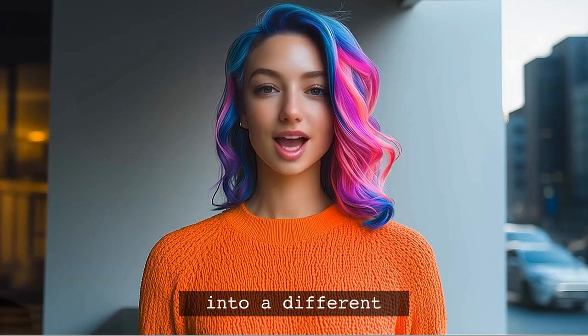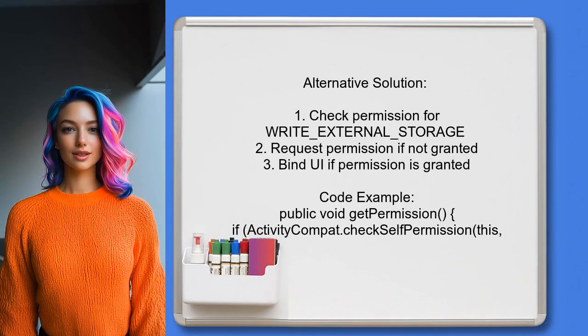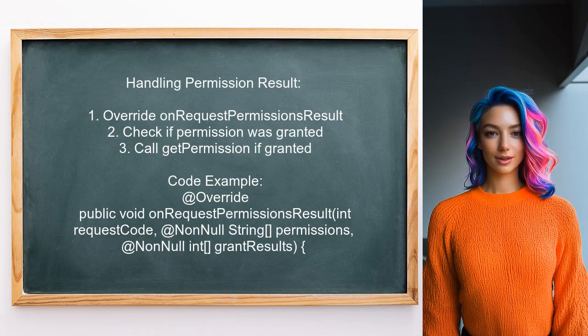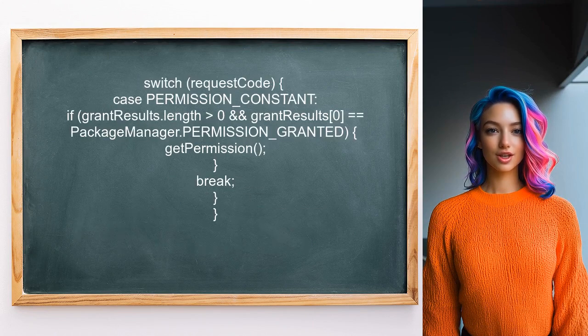Now, let's dive into a different answer from another user. This user provides a method to request permissions for writing to external storage. They check if the permission is granted, and if not, they request it using ActivityCompat. If the permission is granted, they call a method to bind the user interface. In the onRequestPermissionsResult method, they handle the result of the permission request. If the permission is granted, they call the getPermission method again to ensure everything is set up correctly.